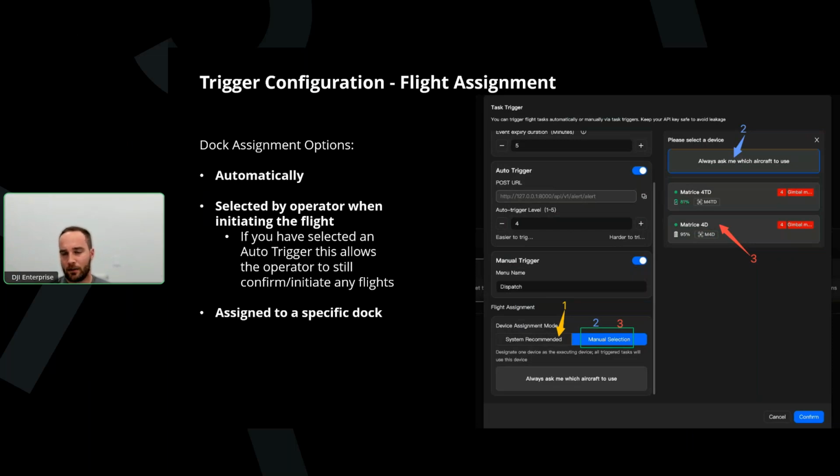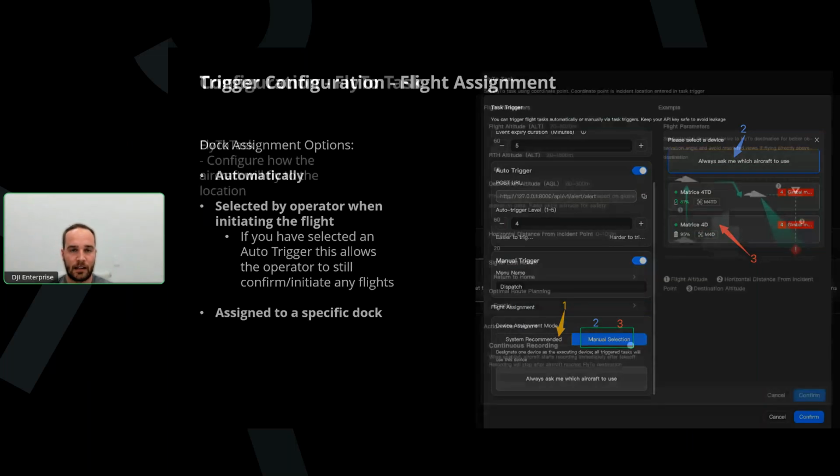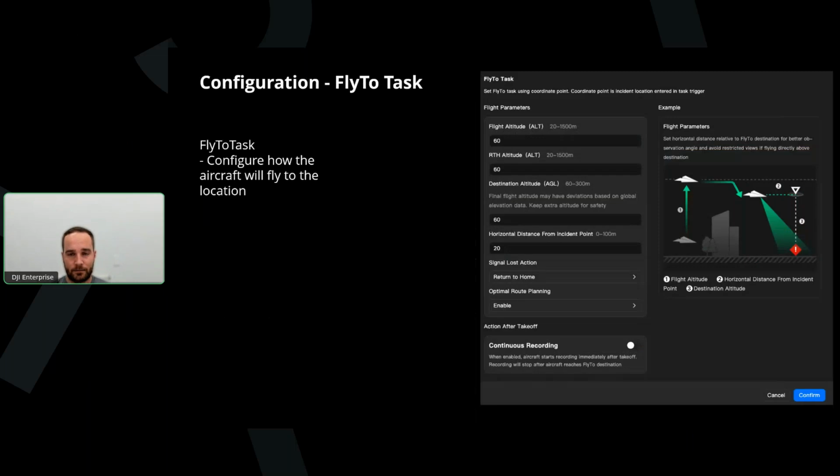The "always ask me which aircraft to use" option can be nice there, just because you may not want the dock to automatically launch on alert without an operator going and confirming that. So we've now configured our trigger, right? And we'll show the manual and automatic options here later. But we're now moving to this middle section here, which is how are we flying there, right?